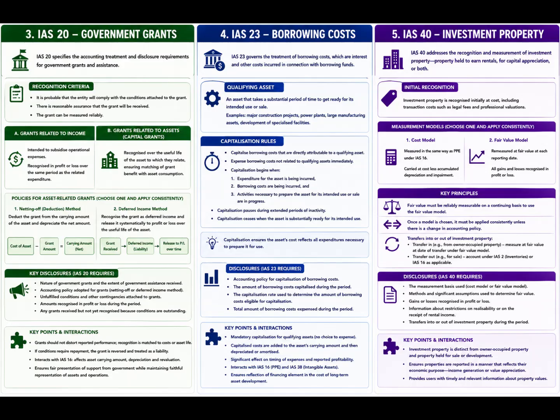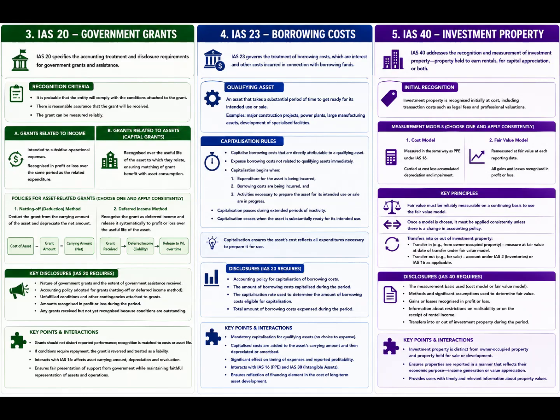For properties where fair value cannot be reliably determined on a continuing basis, the cost model is required. IAS 40 also provides guidance on transfers into or out of investment property, such as when owner-occupied property becomes investment property or when property held for sale becomes part of inventories under IAS 2. Any transfer into the investment property category using the fair value model requires remeasurement to fair value at the date of transfer, with changes recognized appropriately depending on the prior classification.